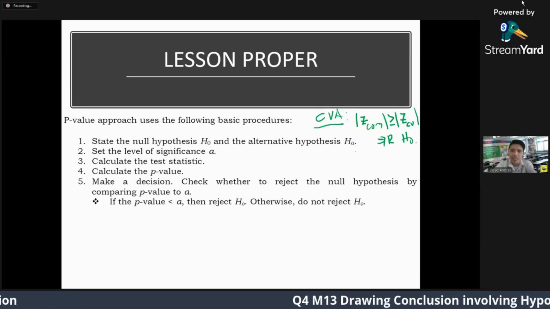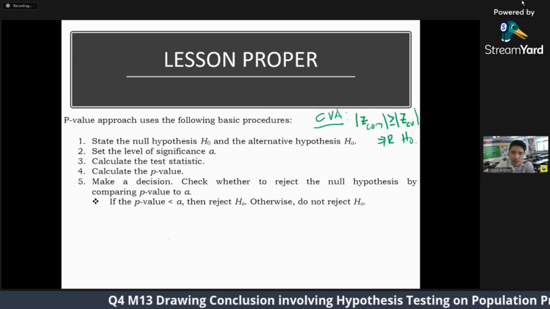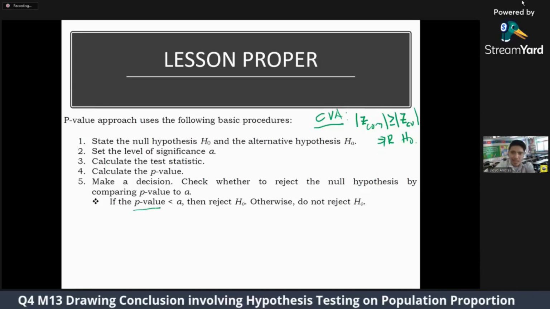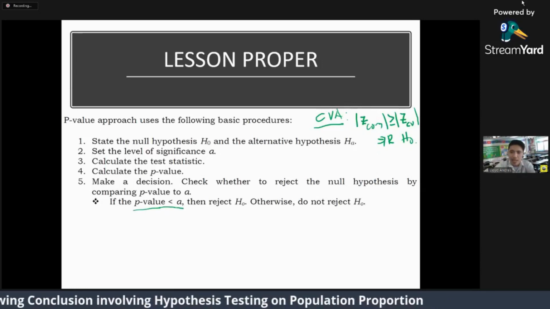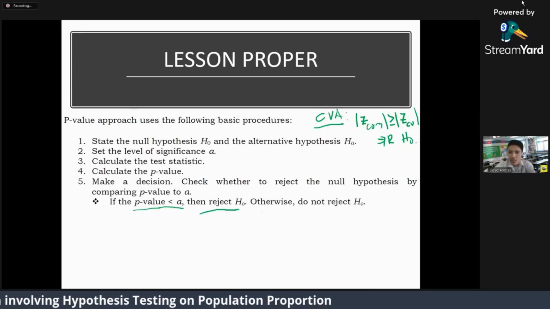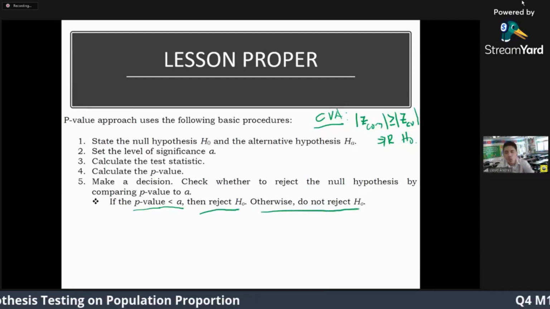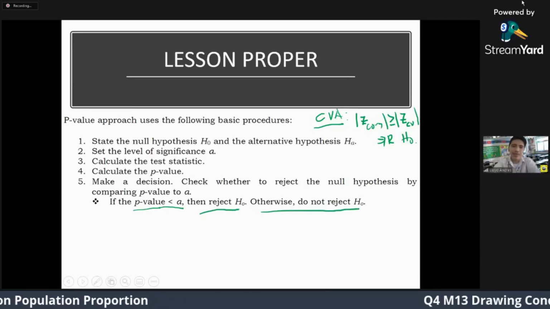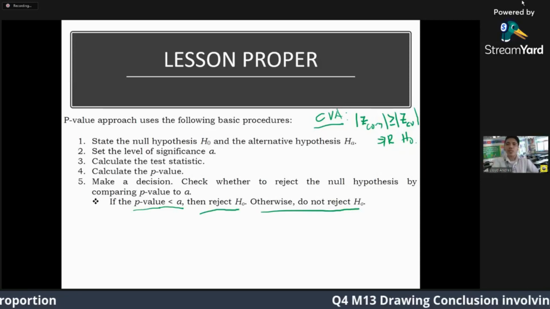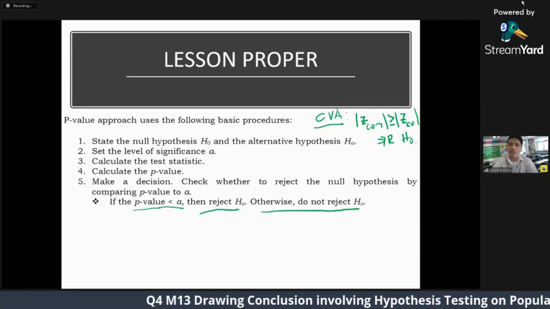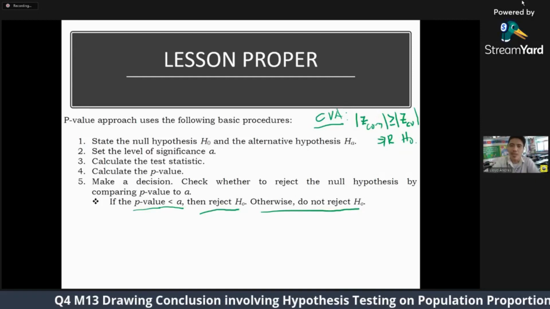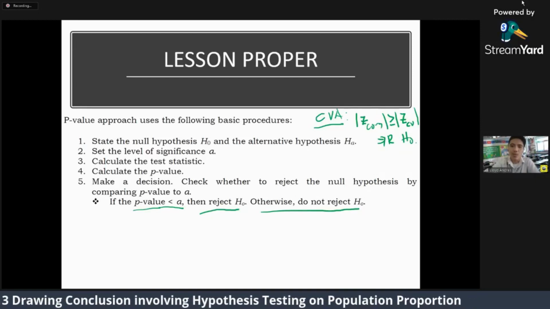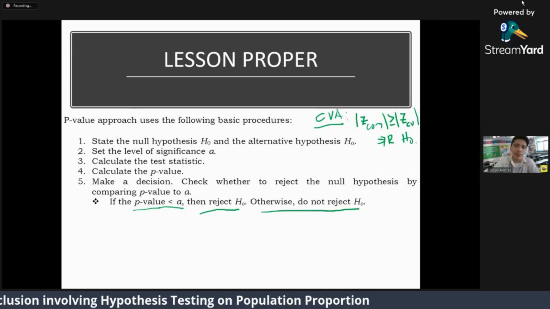It is the opposite in the p-value approach. In the p-value approach, if the p-value is less than your alpha, you reject. Otherwise, do not reject. So, again, the p-value is the opposite. If it is less than your alpha, you reject. While in the critical value approach, your computed value must be greater than or equal to your critical value.